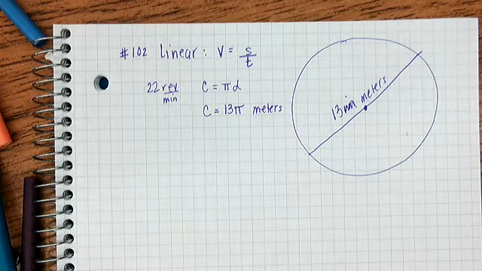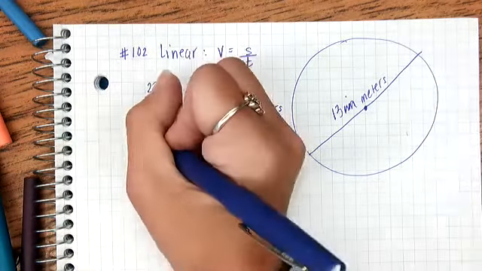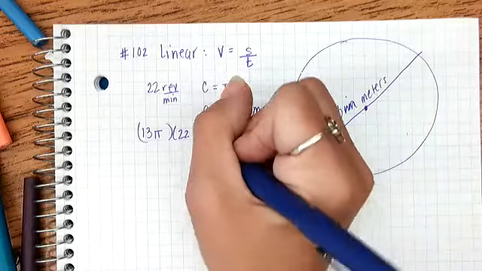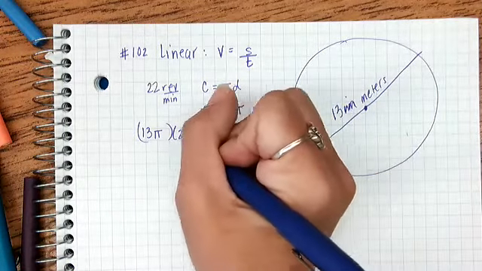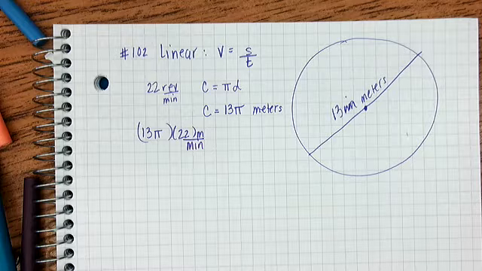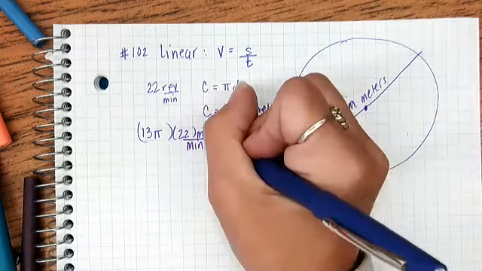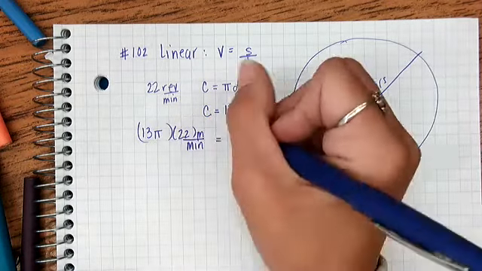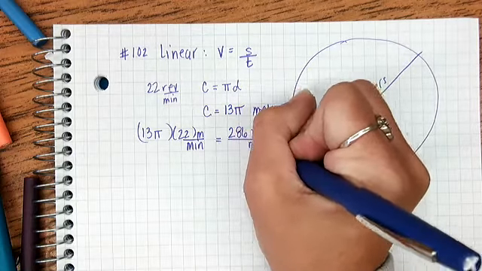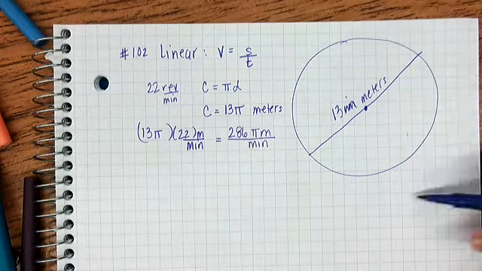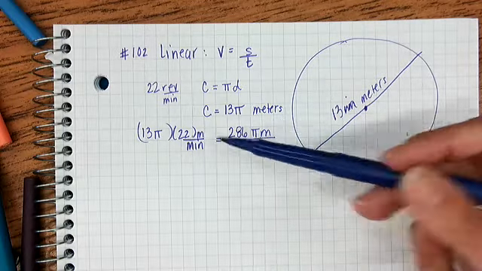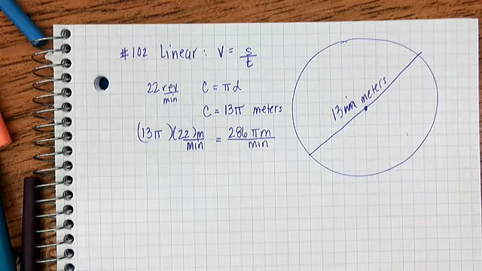Okay, but this says that it's 22 revolutions per minute. So I'm going to take my 13 pi times 22 meters per minute. Really, you multiply that out, you get 286 pi meters per minute. One revolution is the circumference, diameter is 13, that's pi d. So 13 pi meters times 22 because you're doing 22 of those revolutions every minute.